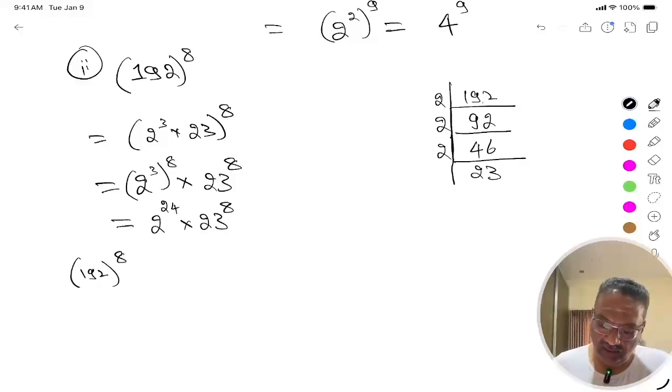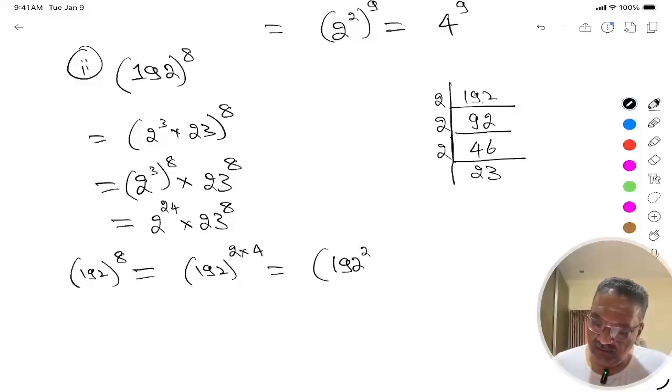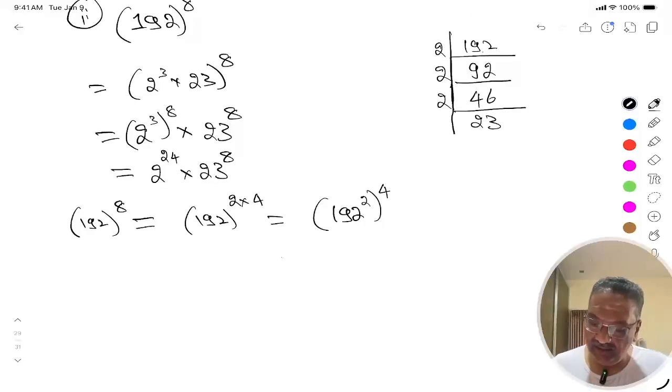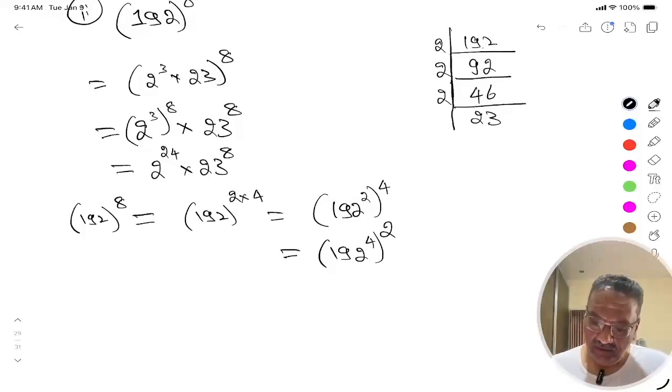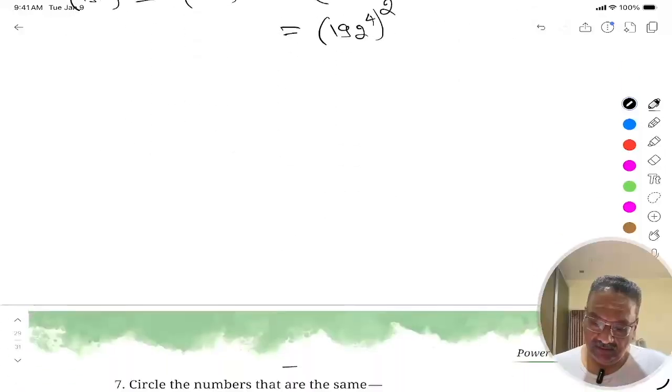You can also take 192 to the power of 8 as 192 to the power of 2 into 4, which is equal to 192 square to the power of 4. This is one way of writing. Another way of writing is 192 to the power of 4 to the power of 2. Okay, so this 192 square you can do it and keep the value, or you can leave it as it is. Okay, so this is the second one.